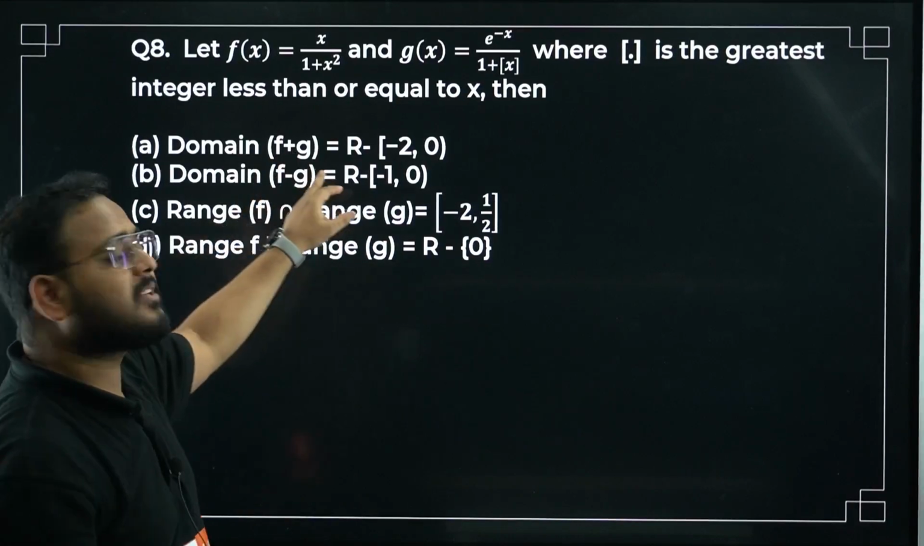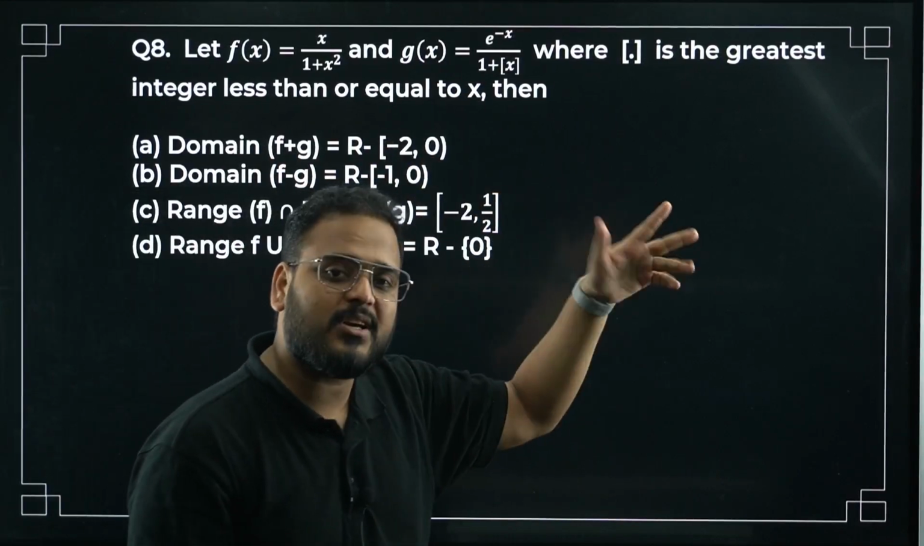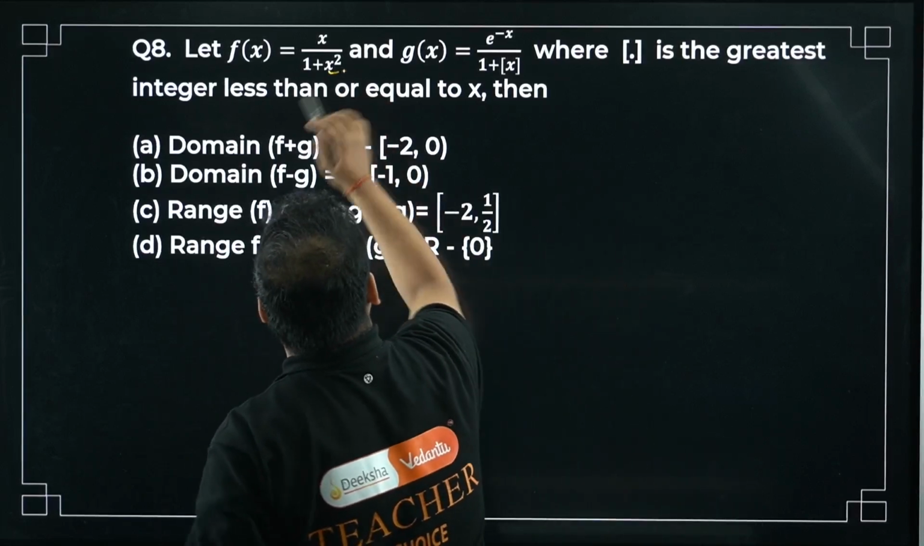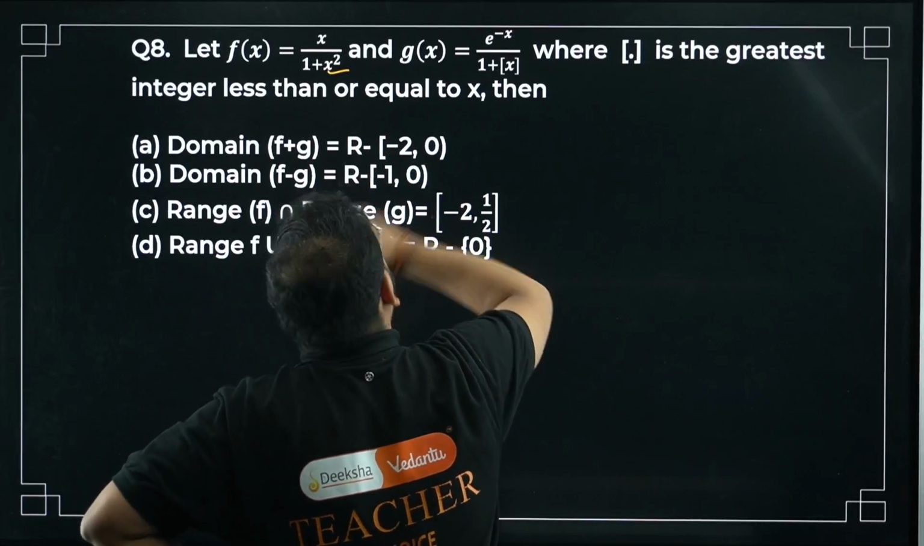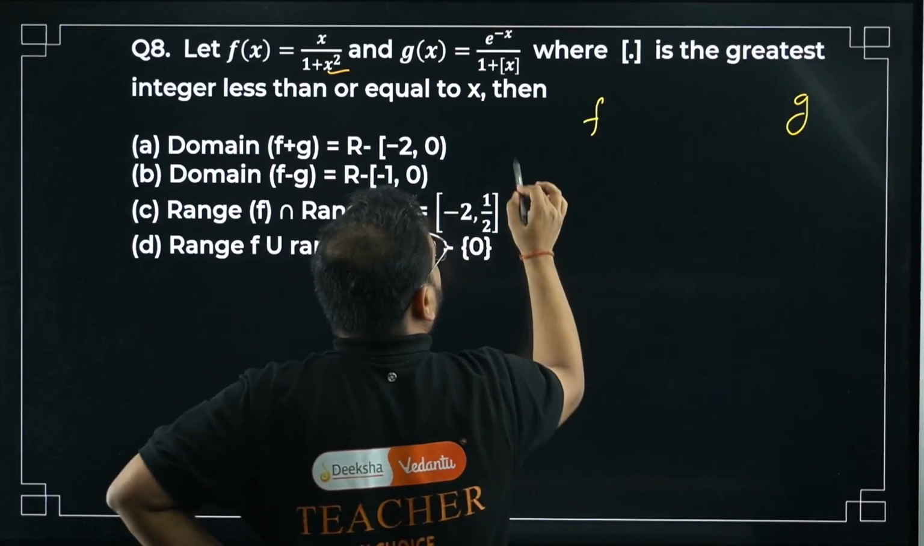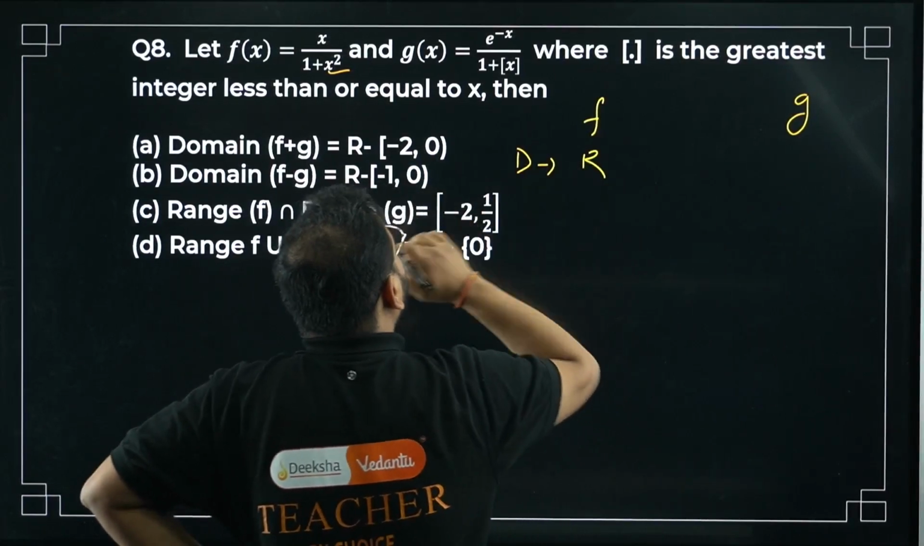How do you find the domain of f plus g, sir? Find the domain of f and the domain of g, and take the intersection. Let's find the domain of f. Any condition on the domain? No, sir, all real. So for f, the domain will be all real.